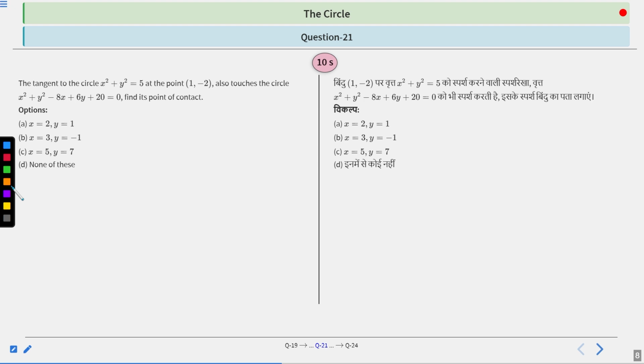Okay. So the hint of this question is we can write the equation of tangent to the circle x square plus y square equal to 5 at point (1, minus 2). Now that tangent is also touching the circle x square plus y square minus 8x plus 6y plus 20 equal to 0, right? So we basically have to find the point of contact of the tangent to the given circle, right? So by using the information given in the question, you can easily find the answer. You have 10 seconds to solve or think about this question. After 10 seconds, we will discuss the solution part, right?